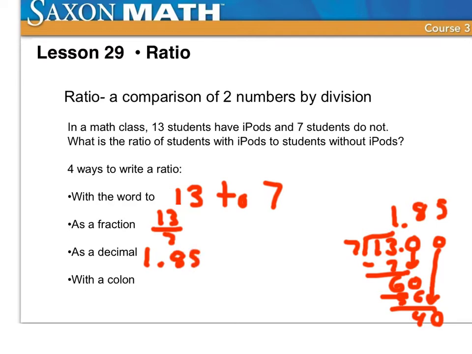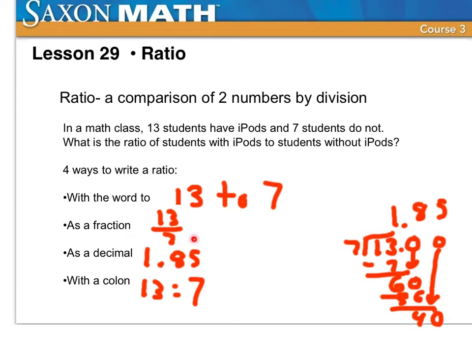And we can write it as a colon. A colon is just a thing that has 2 dots, like when you look at a clock and it says it's 1:14, that little colon is in between the 2 ones. So it could be 13 to 7, like that. 4 different ways to write a ratio. The one that we're going to use the most is this fraction way, because again we want to do the comparison of two numbers by division. So let's go ahead and look at some examples.